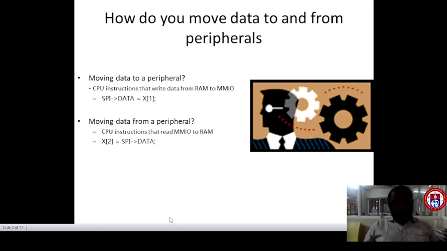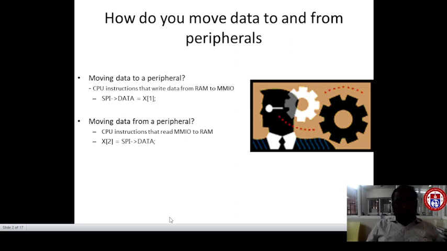Another type is moving data from a peripheral. That can be done with the help of some special CPU instruction to read data. So like this we will be performing. Here we can see the data write or data read being performed with the help of a microprocessor or microcontroller, so the microprocessor is simply utilized for this.